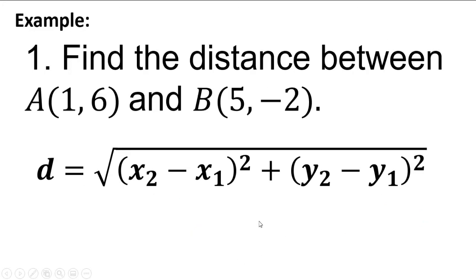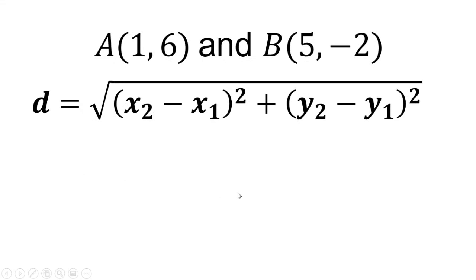Okay, let's have an example. Say, find the distance between point A and point B. Point A is located at the coordinates 1 and 6, and point B is located at the coordinates 5 and negative 2. So, given the working equation, let's first set our x coordinates.